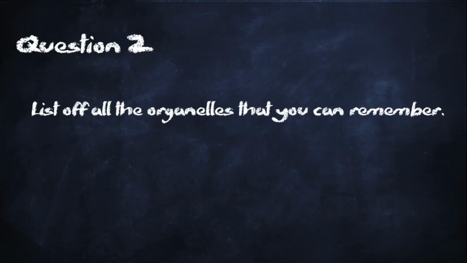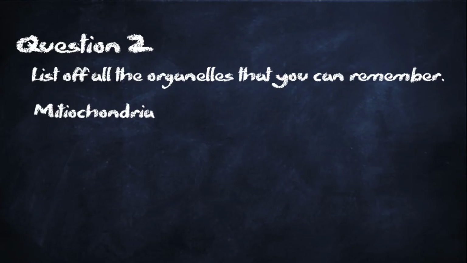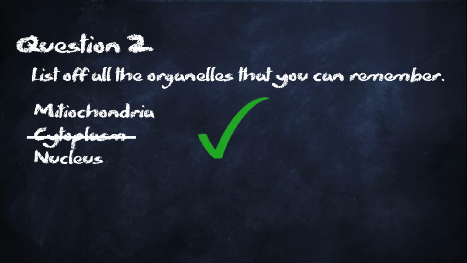All right, so another little side quiz. List off all the organelles you can remember. We got mitochondria, cytoplasm, which is just like the fluid filling, and we got the nucleus. I'm trying to think of the one that collects all the waste and has the enzymes that break things down. I know the function, I just don't remember the name.